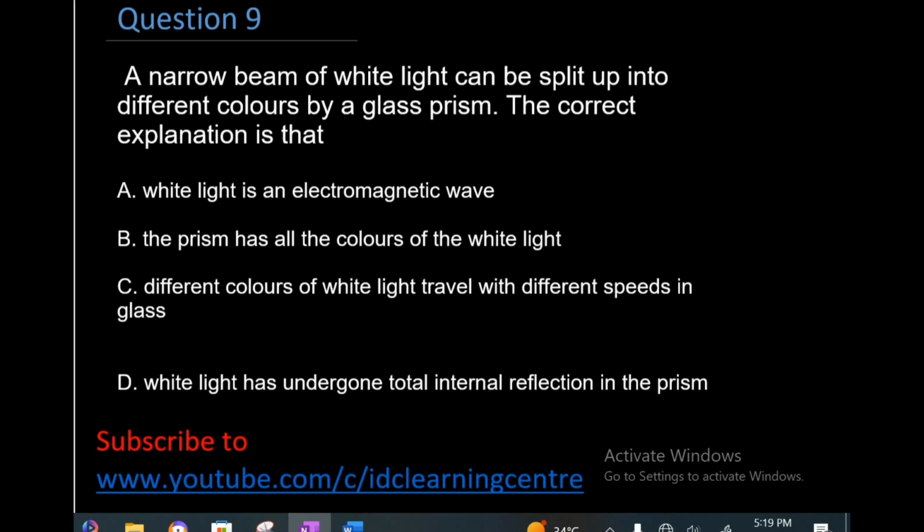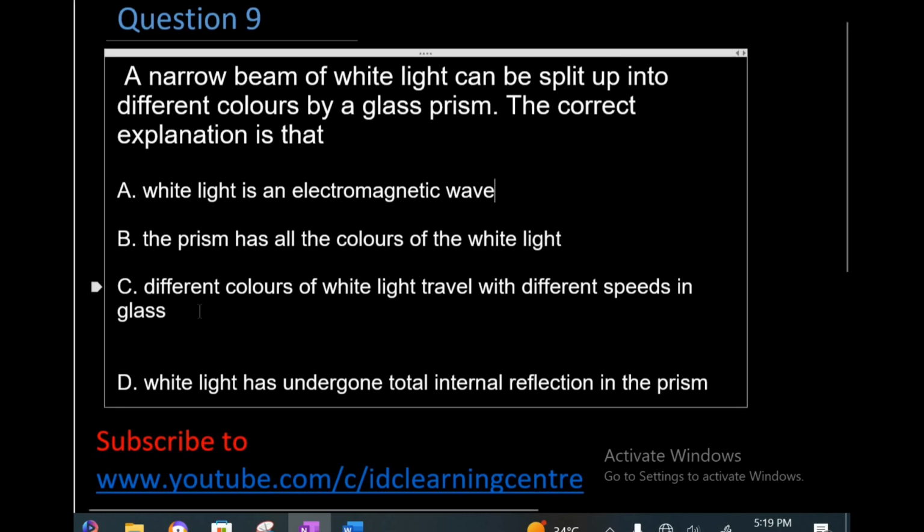C. Different colors of white light travel with different speed in glass. D. White light has undergone total internal reflection in the prism. For this question, the correct answer is C. Different colors of white light travel with different speed in glass. The general speed for light is given as what? 3 kilometers per second. But when we have different colors, we have different speeds in glass. So the correct answer for this question is our option C.